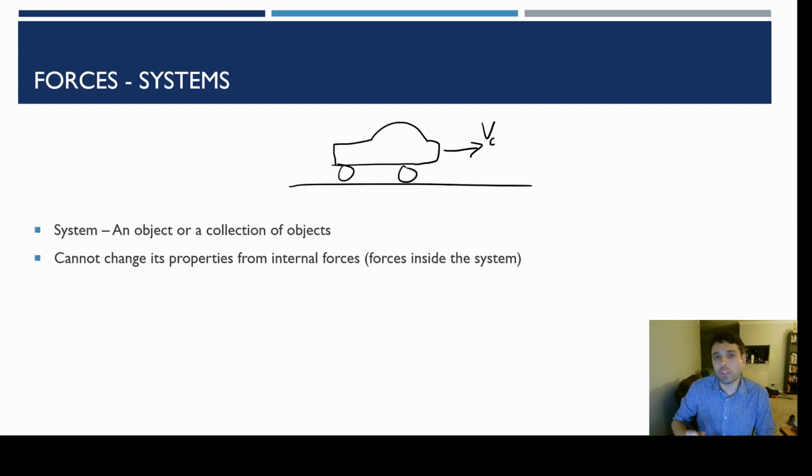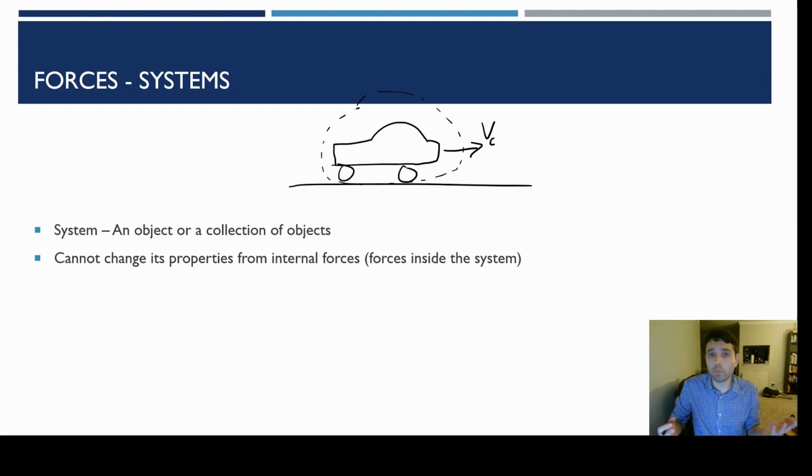If that car is going to stop, it can't just stop on its own. It needs some other outside force, if the system is the car. Sometimes I draw a little dotted circle around the system. If that's my system, the car, it can't stop on its own because no internal forces can change its velocity. That's a property of the car. It can't change it by itself, so it needs an outside agent, an outside force, to stop the car.